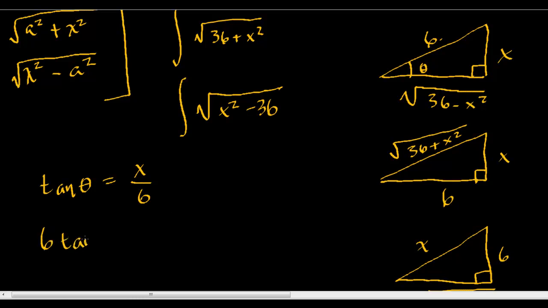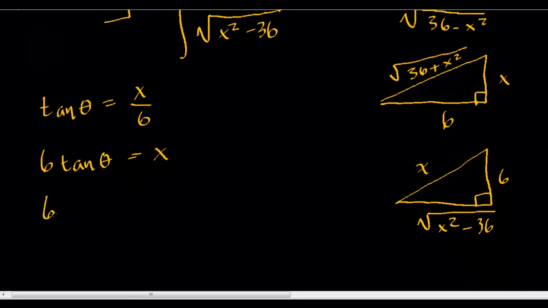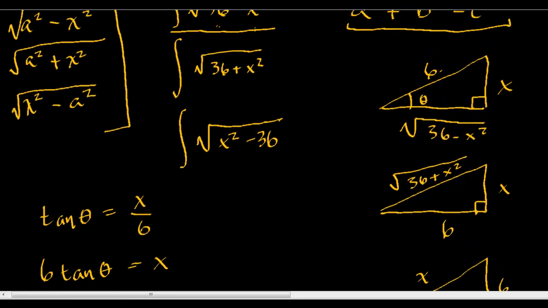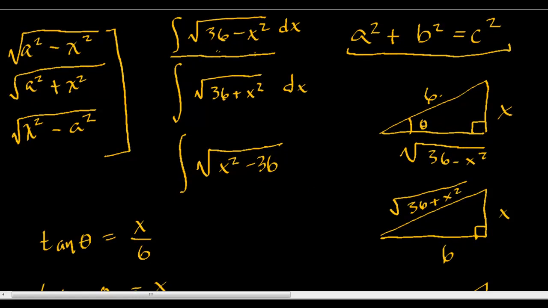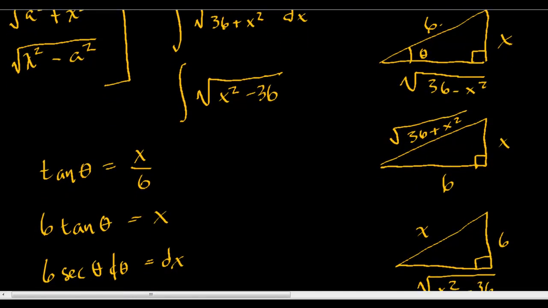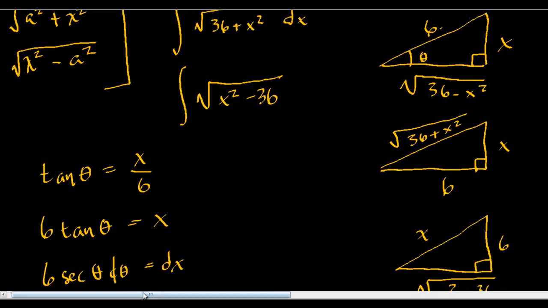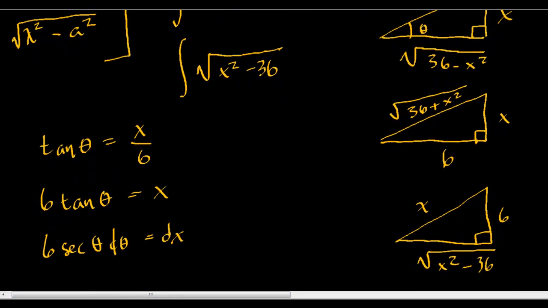Multiply it by 6. There it is. There's our substitution. The derivative of that with respect to theta. And there you go. So wherever we see x in the equation, we'll plug in our 6 tangent theta. And wherever we see the dx, we'll plug in this, and then we'll be able to solve it. And I'll show that in another video.